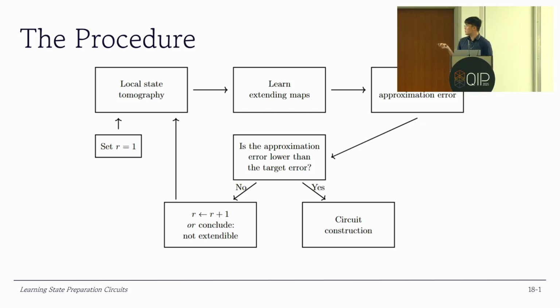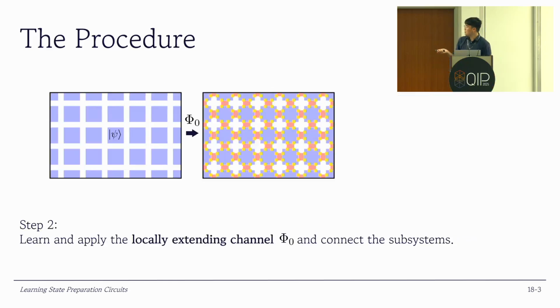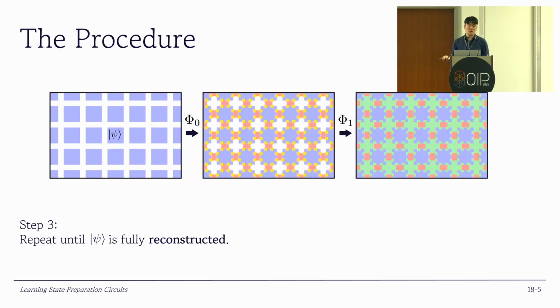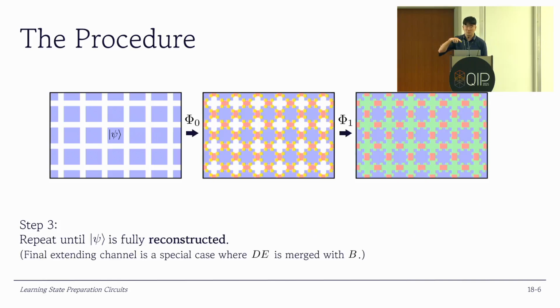So then the procedure is simply this. You take local state tomography to learn the constant size subsystems, learn the extending maps that connect them together, and estimate an approximation error. If that approximation error is lower than the target error, then the circuit is built. Otherwise, we can either try expanding the sizes of these local subsystems at the beginning, or we just declare that the algorithm has failed. The construction fails in this case. So as you can see, we do step one, just like we did. Step two, we learn the extending channels according to that partition choice. And then step three is a special case of the exact same learning choice we just discussed, only when DE is just merged with B, essentially. So it's just another part of the procedure.